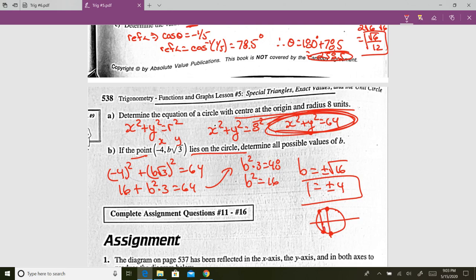Okay. This is where I ask you to do questions 11 and 13. And that is the end of this bonus unit.